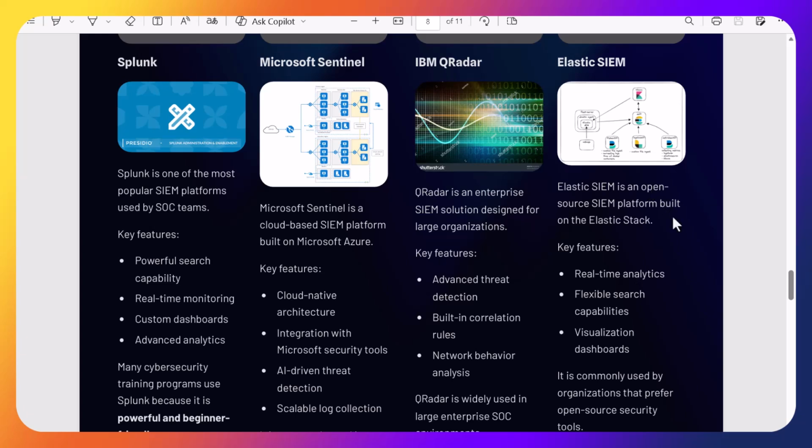And the fourth tool is Elastic SIEM. Elastic SIEM is an open source SIEM platform built on the Elastic Stack. Open source software means the source code is publicly available and can be modified or customized. Key features include real-time analytics, flexible search capabilities, and visualization dashboards. It is often used by organizations that prefer open source cybersecurity tools.